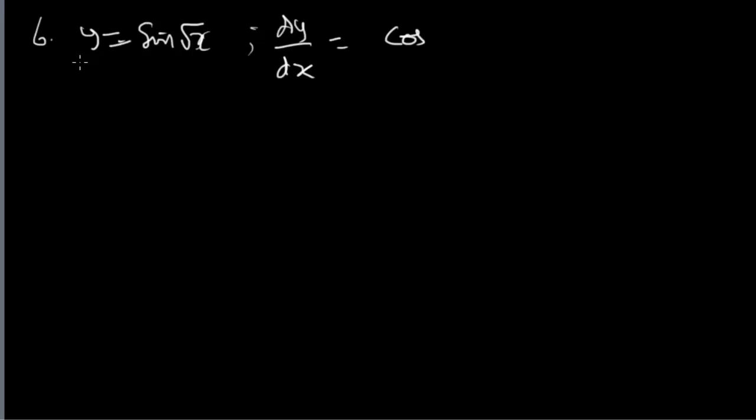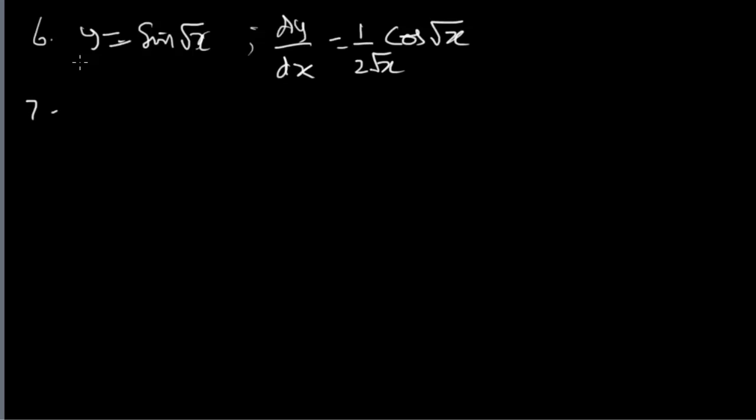Now we take the next problem. Y is equal to sin root x. Sin of something is cos of something into differentiation of that something. So dy by dx is equal to cos root x into differentiation of root x, which is 1 by 2 root x. Instead of writing here, I can write here in the beginning.